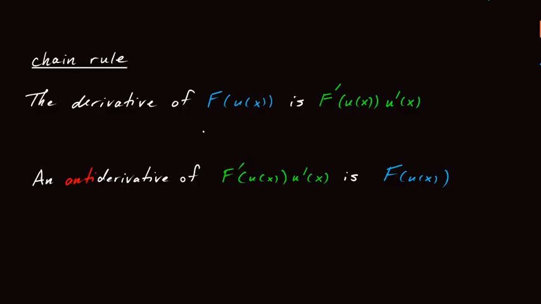So let's remember, what does the chain rule say? The chain rule says the derivative of a composition f composed with u is f prime of u of x times u prime of x. The derivative of the outside function f times the derivative of the inside function u. Now, in the language of anti-differentiation, we reverse the roles. That is, we say the antiderivative of this function, f prime of u of x times u prime of x, is f of u of x. Everything goes backwards when you do anti-differentiation.